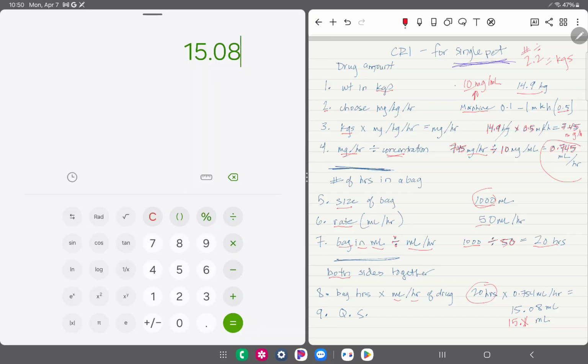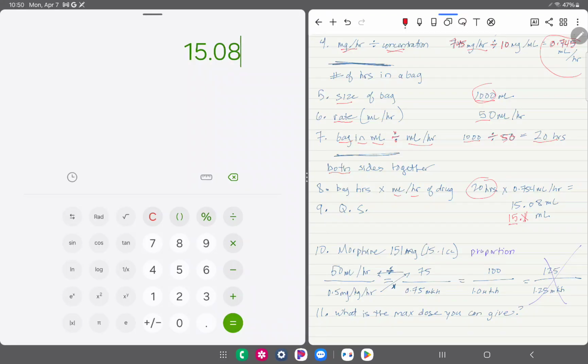I encourage everybody to always do out the math as much as you can and figure out how to be as accurate as possible. But when it comes down to splitting hairs of, is that 0.1 going to make a difference in a 15 kg animal? No, probably not. So now we have, let's say, 15 mils that we're going to put into this bag.